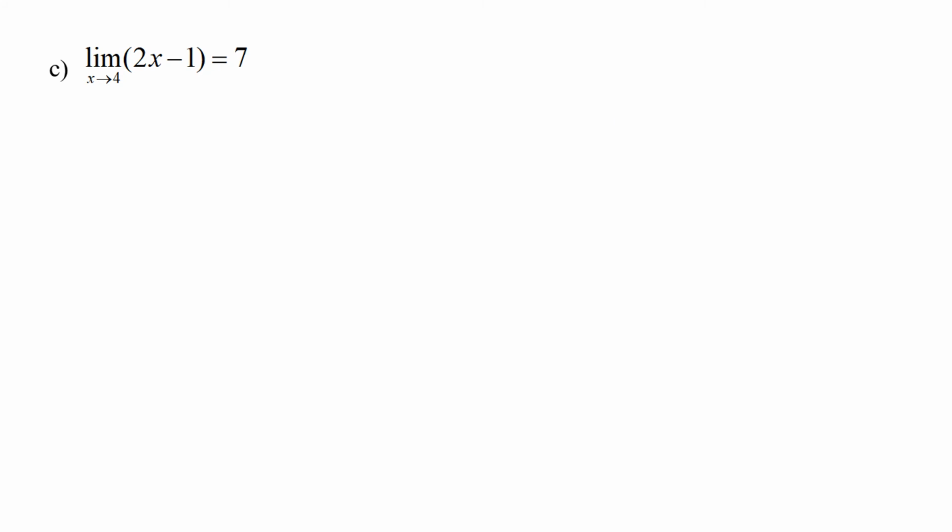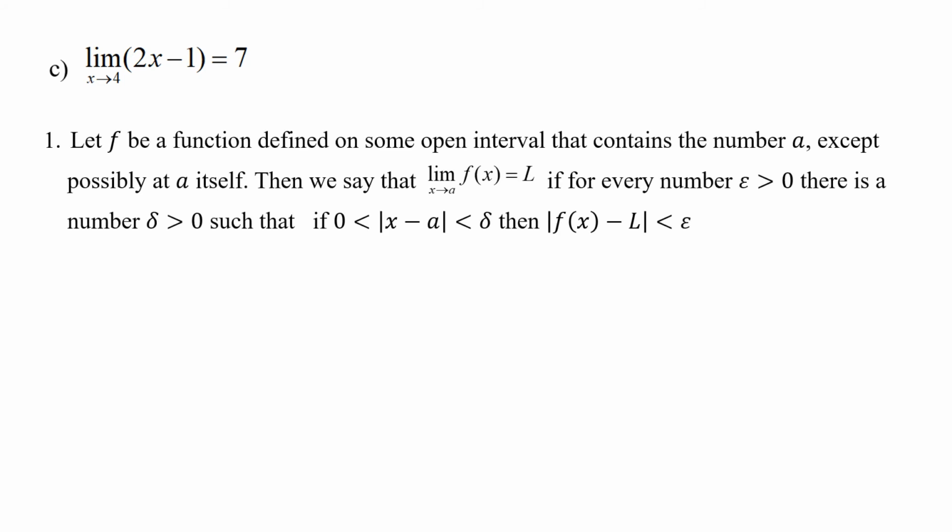Let's take a look at one more linear function. So we have the limit as x approaches 4 of 2x minus 1 is equal to 7. And we want to show this is true using the precise definition of a limit. So first thing is, we have to correctly and completely state the precise definition of a limit.